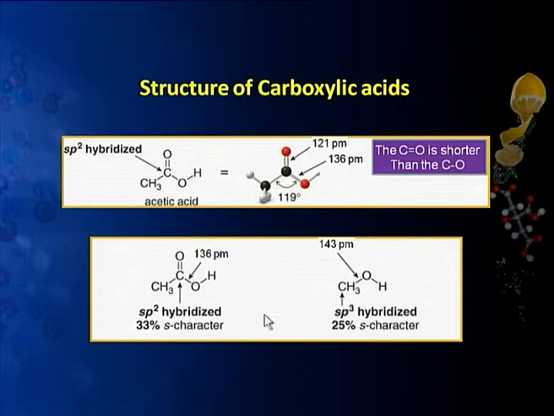One of the reasons for that is this carbon is sp2 hybridized. So, the orbital that is used for overlap with the orbital of oxygen is shorter, has larger s character, which is about 33%. And in alcohols, this carbon is sp3 hybridized, where this is 25% s character. So, this orbital is slightly larger and hence forms a longer bond.